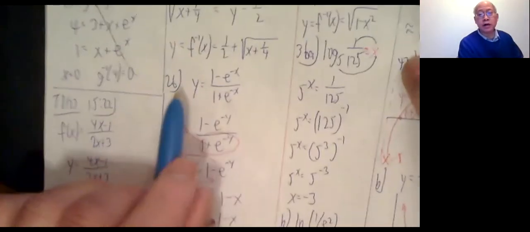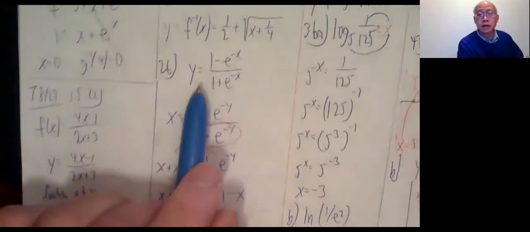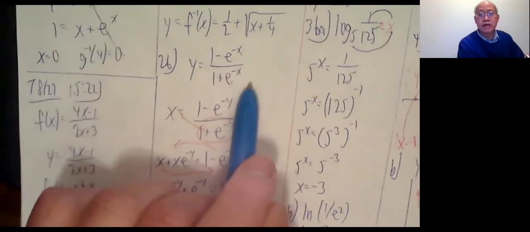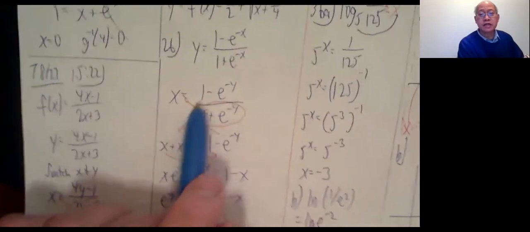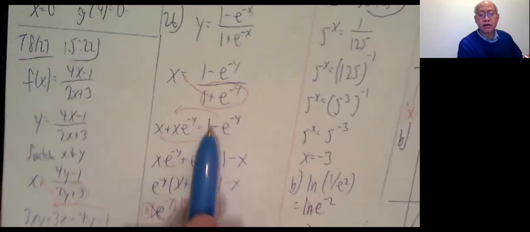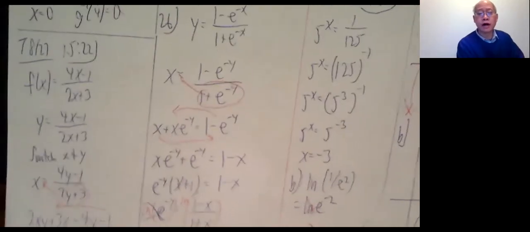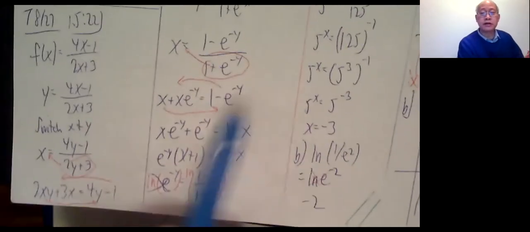All right, so call it y. Even if they say f of x, call it y. All right, switch around x and y. So make that an x, make that a y, make that a y. So it looks like this. X equals 1 minus e to the negative y over 1 plus e to the negative y. Solve for y. Oh boy, how do you do that?